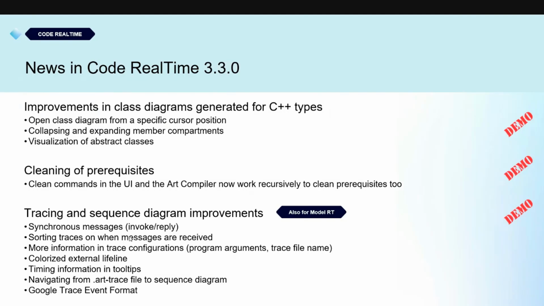We can sort the traces based on the time when messages were received, which gives a more natural way to look at sequence diagrams. There is more information in trace configurations. For example, we now capture the program arguments that were passed to the program, and you can customize the name of the trace file. The external lifeline that is present in case you have any external ports handling messages from the environment is now colorized in purple to make it stand out from others.